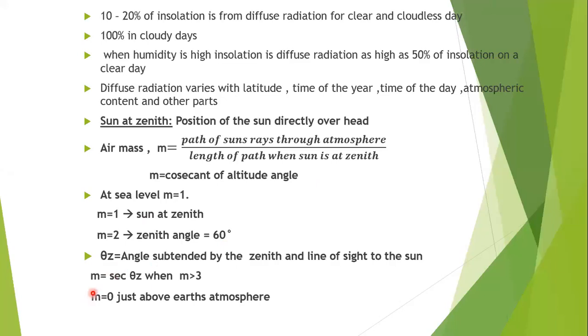Here we are having different types of m. m is equal to secant theta z, where theta z is the angle subtended by the zenith and line of sight of the sun. This will be explained in future classes. So m is equal to secant theta z when m is greater than 3. Up to m equal to 2, the zenith angle is equal to 60. So for m greater than 3, the formula is secant theta z. If m is equal to 0, it means just above the Earth's atmosphere.